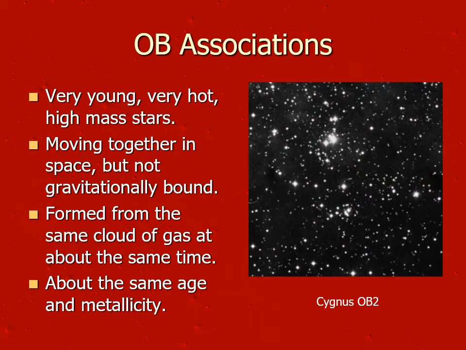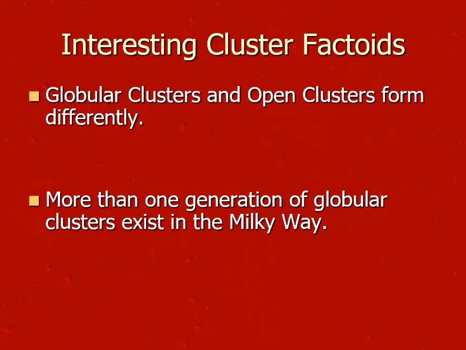OB associations, these are O and B type stars. Remember, these are the higher mass stars, the hotter stars that form first. So sometimes when a big cloud of gas is forming into stars, the O and B stars will form first, and they'll actually push away the gas and stop the other stars from forming sometimes. And so what you get is a clump of O and B type stars. They're not really gravitationally bound together to make a star cluster, but they are associated with one another. So OB associations are also very useful and very important in terms of studying the structure of the galaxy, because they're very short-lived sort of things.